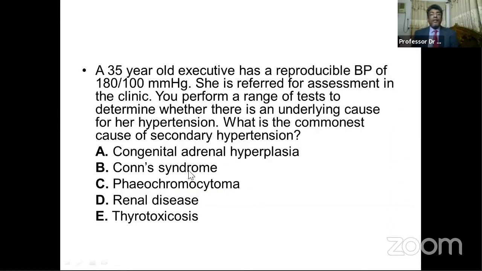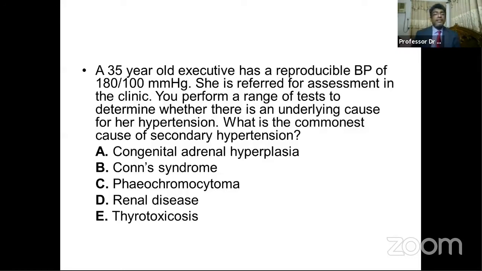What is the commonest cause of secondary hypertension? There are 5 answers given here: congenital adrenal hyperplasia, Conn syndrome, pheochromocytoma, renal disease, and thyrotoxicosis. Among these 5 answers, renal disease is the common cause of secondary hypertension. We usually find chronic renal failure or any type of renal disease that can lead to the development of secondary hypertension here.